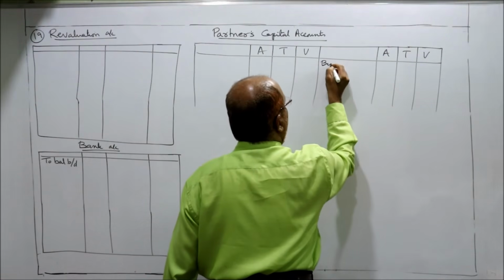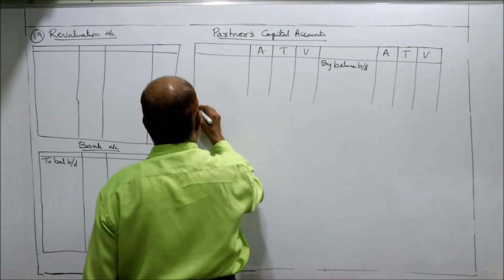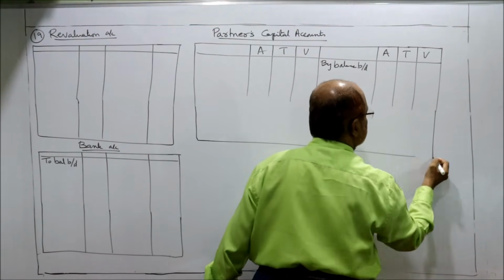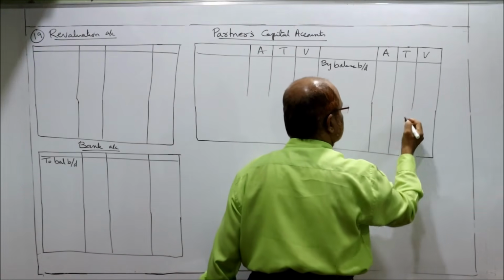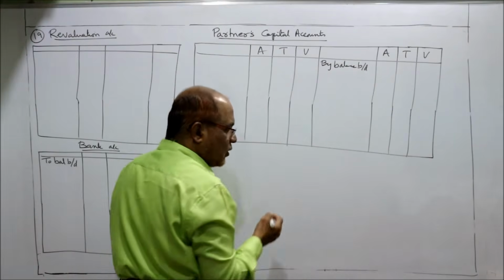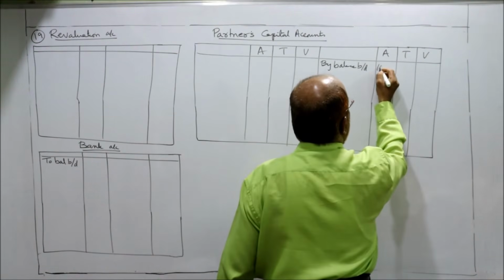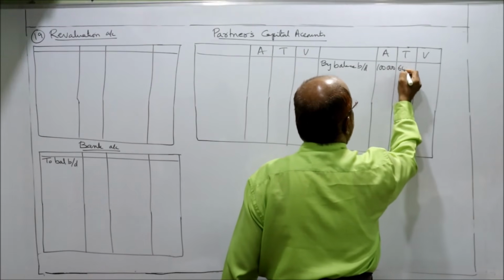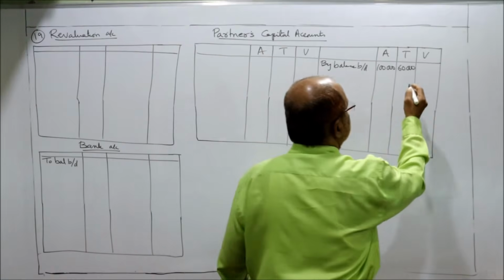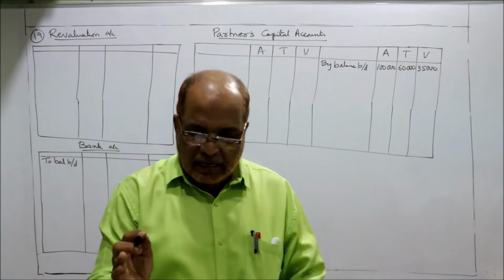By balance brought down. Opening balance I am taking now. What are the opening balances of Arun, Tarun, Varun? 1,60,000. And last one Varun is 35,000. These are the opening balances. Now we'll start the problem.